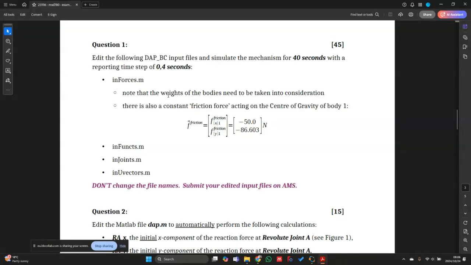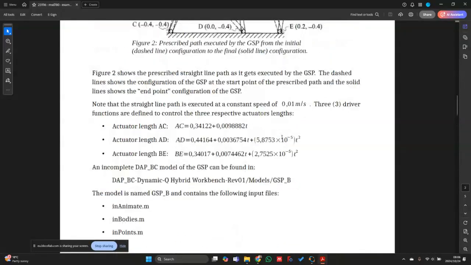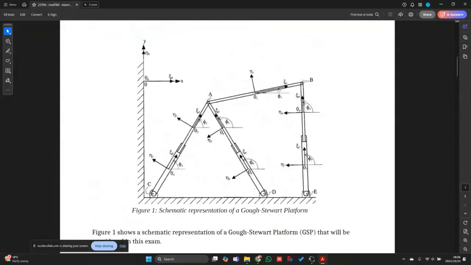In our case, the input file that we need to change is in_forces.m, and they say that we need to take into account the weights of the bodies. There's also a constant friction force acting on the center of gravity of body 1. This is given over here, F friction. This would probably coincide with a case where you have some sort of an end effector that you place at the center of mass over here. So you have some sort of a resistive force when it's cutting through the material, or when it has some friction due to stabilizers placed at this point.